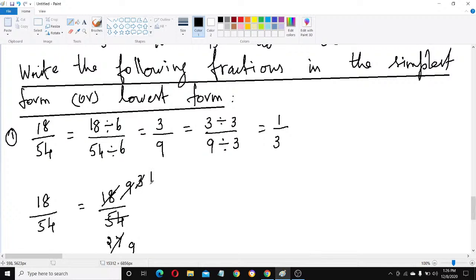So 3 is common. How many times does 3 go in 3? 1 time. In 9, how many times does 3 go in 9? 3 times. So after cancelling 18, here 1. After cancelling 54, here the denominator is 3. So here 1 by 3. Is there any common factor between 1 and 3? No. 1 by 3 is the simplest form or lowest form of 18 by 54. So here you can divide or do cancelling to reduce to the lowest term, children.